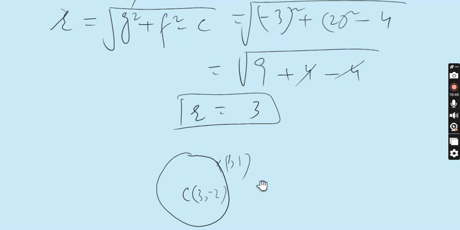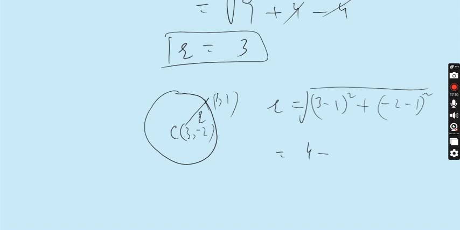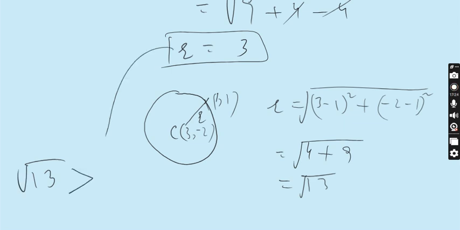Again find the distance. If the distance is greater than 3, it is outside. If it is 3, it is on the circle, and less than 3, it is inside. So distance: root of (3 minus 1) square plus (minus 2 minus 1) square. 3 minus 1 is 2, square 4. Minus 2 minus 1 is minus 3, square 9. 9 plus 4, 13 root. So root 13 is obviously greater than our radius, which is 3.